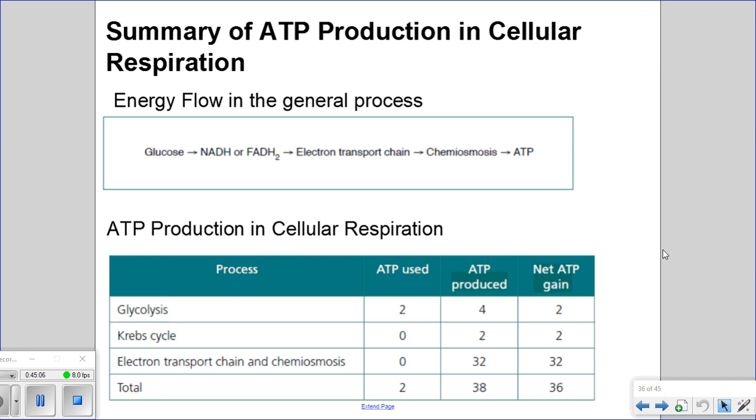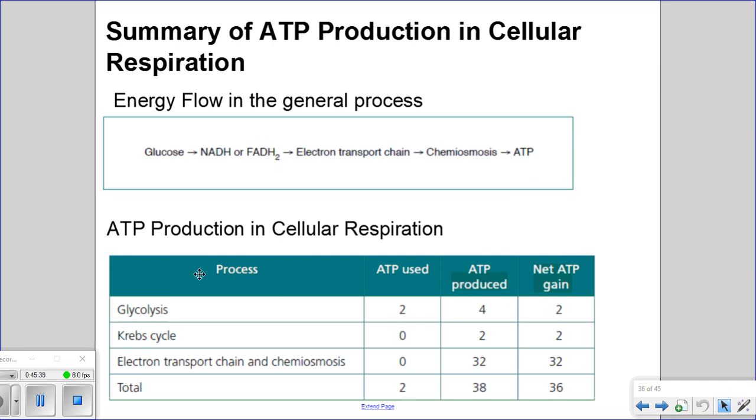So this chart here just provides a summary of the ATP production in cellular respiration. This part here looks at the energy flow in the general process. We have energy contained within glucose, which then gets transferred to NADH and FADH2, which then gets transferred into the electron transport chain, which is then used for chemiosmosis, which then gets transferred to ATP. So here is our general energy flow.